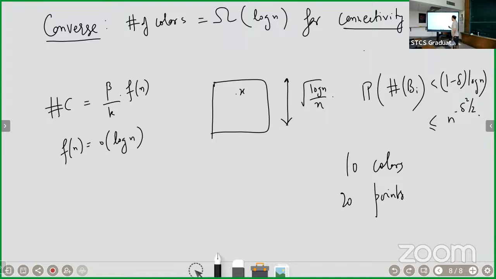See, it could happen that the first 9 points have distinct colors, but the last 11 all have the same color. It's possible. But what is the best possible case? What is the smallest such number? At least it has to be 2. So that's precisely what I want to take. So kappa by beta is at least the number of colors. Kappa by beta is the number of nodes using the same color as x. So at least that many interferers exist.